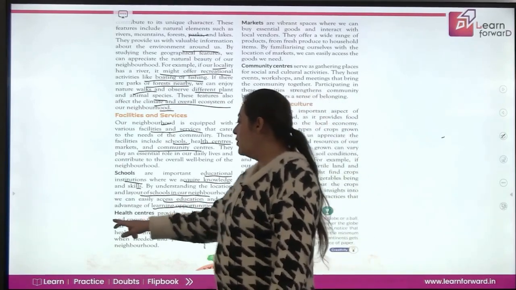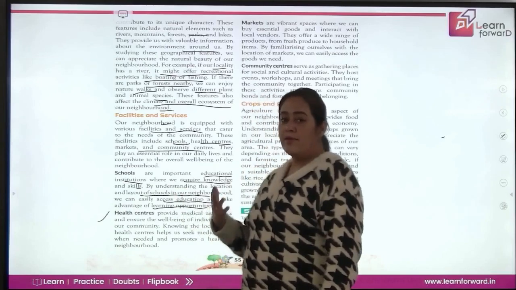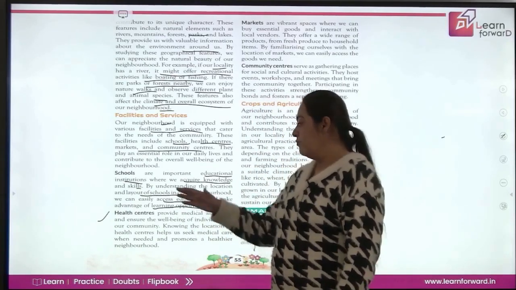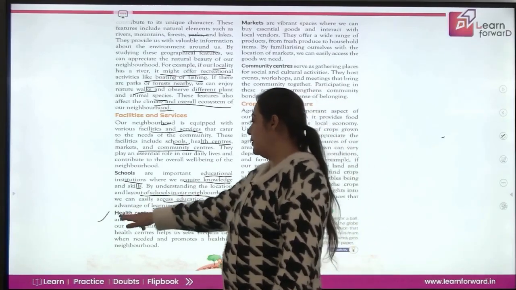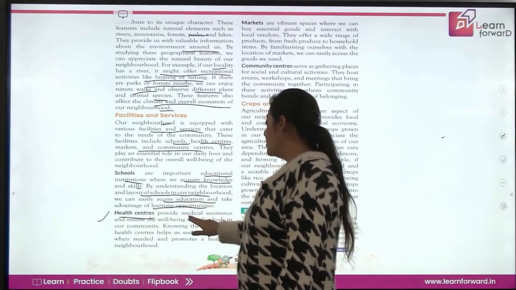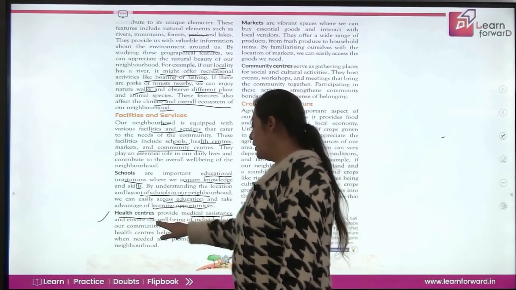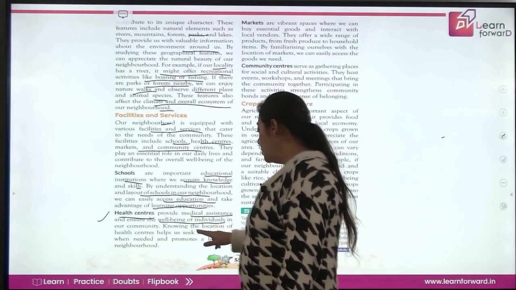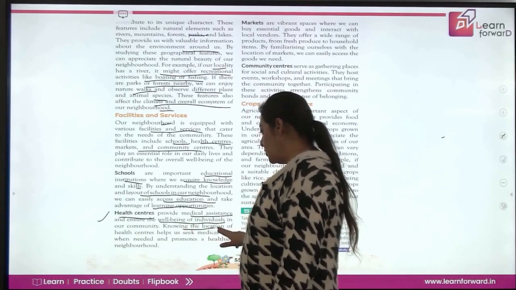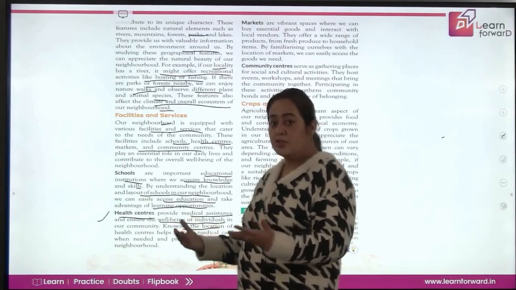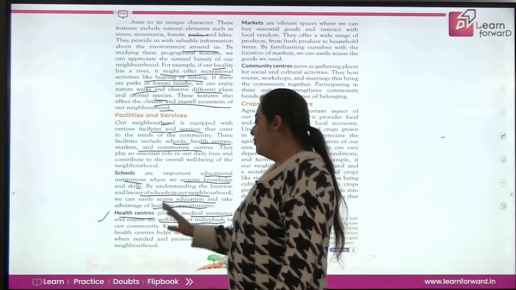Then if we talk of healthcare centers, now we may have a lot of healthcare emergencies which are basically catered to by all the health centers because they provide us medical assistance, they ensure the well-being of individuals in the community, and if we know the location, then we can definitely reach that healthcare center immediately when required.